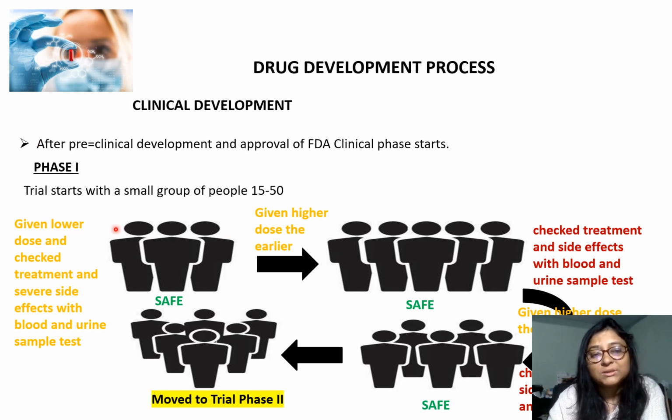This trial basically starts with a very small group of people. You can say that the group ranges from 15 to 50. Here I have given a pictorial example to simplify this. See, first this group is given a lower dose, a very minimum dose, and the treatment is checked, and if there is any severe side effect or any other abnormalities, it is checked with blood and urine sample tests and some other tests also.